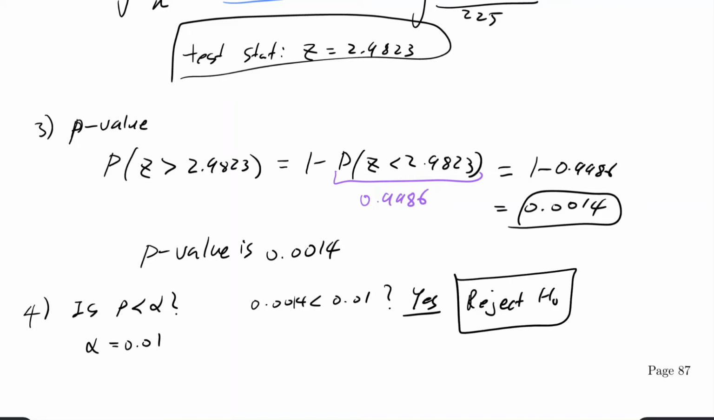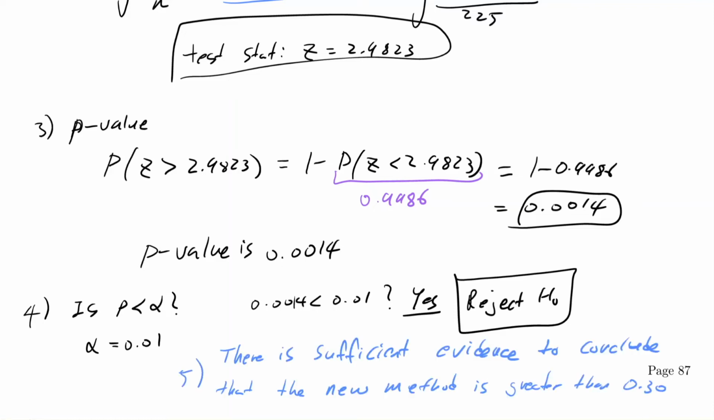So let me write the conclusion. We reject H naught. So the conclusion is there is sufficient evidence to conclude that the new method has probability greater than 0.3, which means it is better than the old method. We rejected H naught, which means there's enough evidence to support the alternative hypothesis, H1. The new method proportion is greater than 0.3.